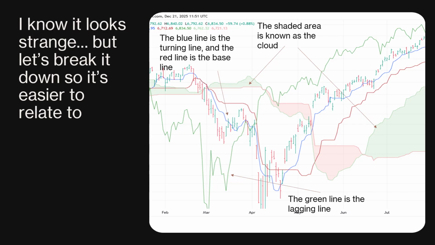The red line is known as the baseline, and this gives you your medium-term trend. When price is below the red line, it's seen as medium-term bearish, when it's above the red line, it's seen as medium-term bullish. And lastly, the green line represents the lagging line. This confirms trend direction. So the green line above price is bullish. The green line below price is seen as bearish.